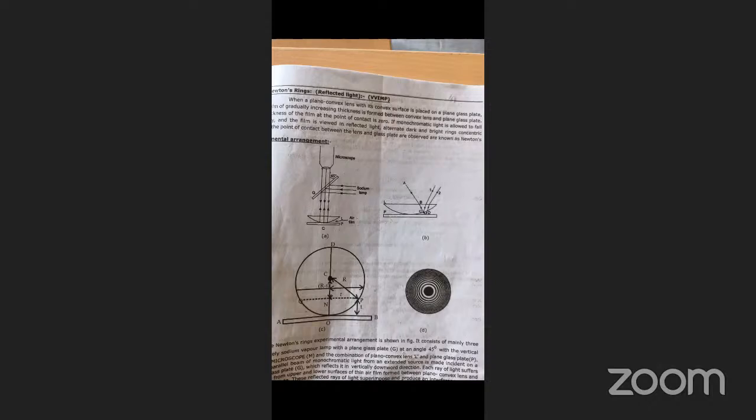Is that clear? Is there any doubt about Newton's rings? How are the Newton's rings formed? Is there any doubt? Then from that we want to find out the diameters and the wavelength.